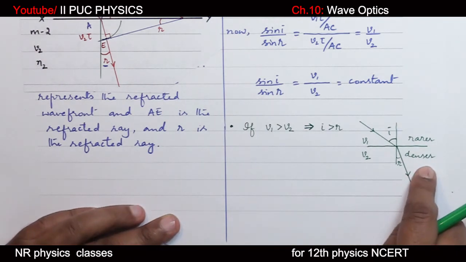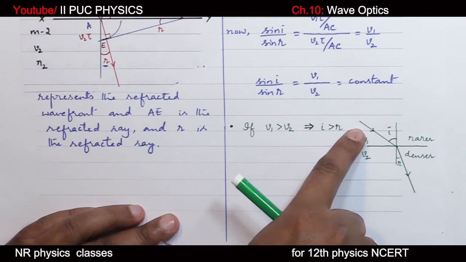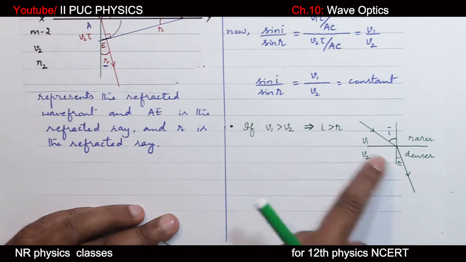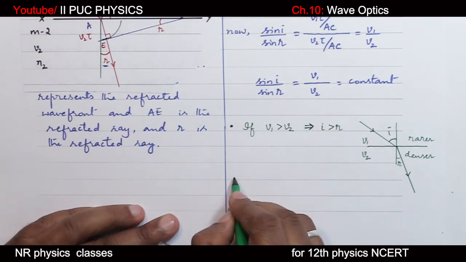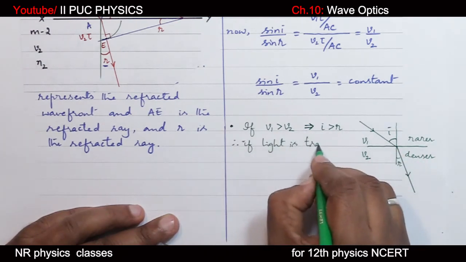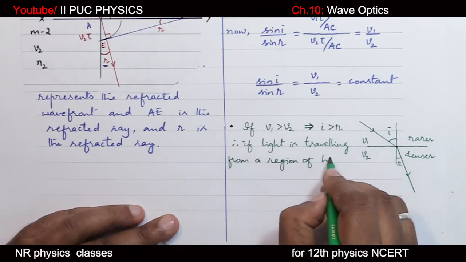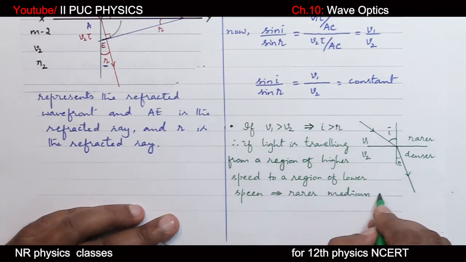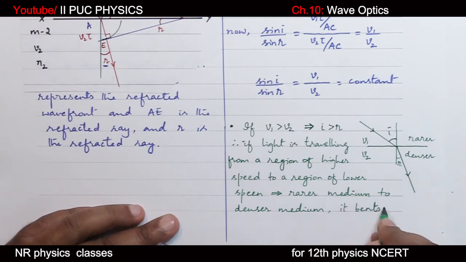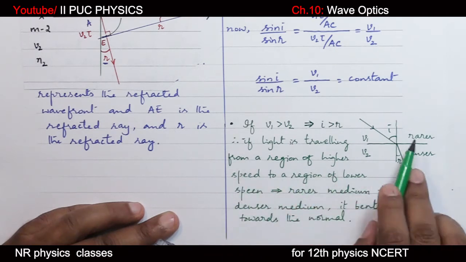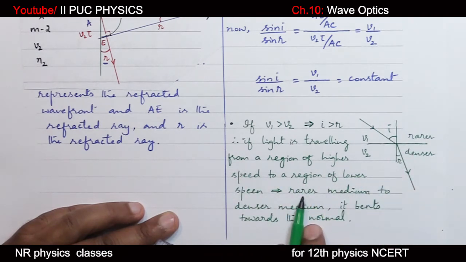This is what we learnt in ray optics, isn't it? When a ray of light travels from rarer medium to denser medium, after refraction, the ray bends towards the normal. That is I greater than R. Second case, let me write these things in a statement. If a ray is traveling from a region of higher speed to a region of lower speed, nothing but rarer medium to denser medium, it bends towards the normal.